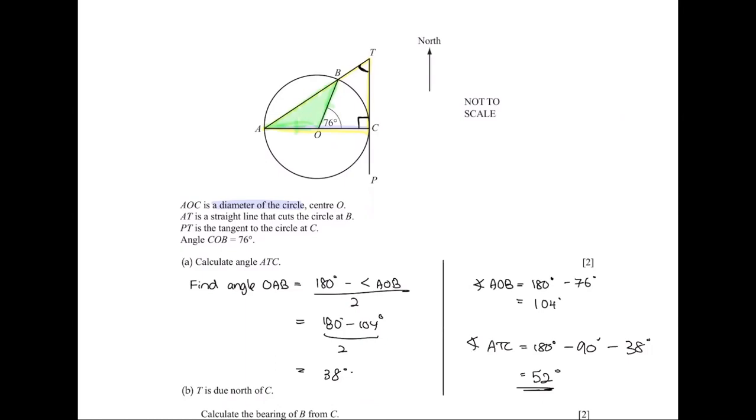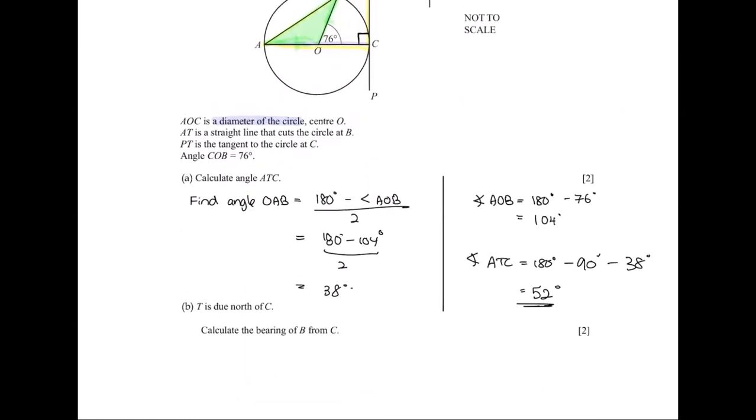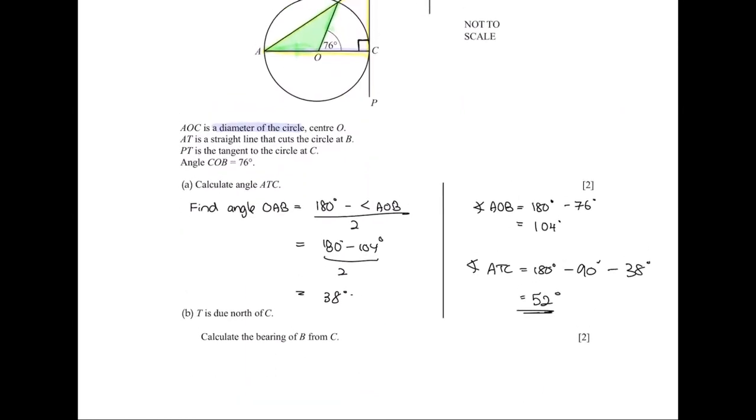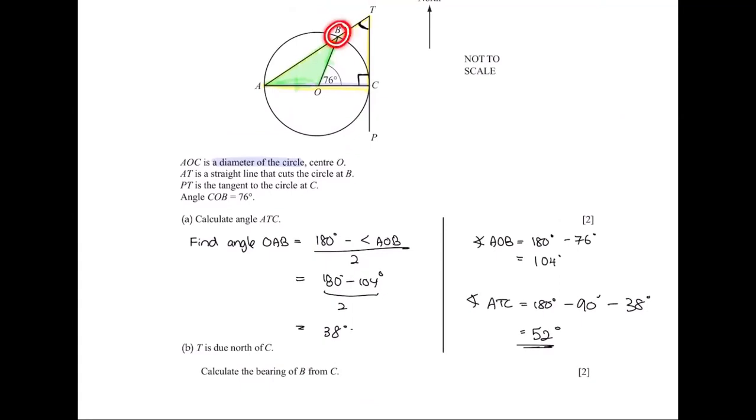Yes, that is correct. T is due north of C. Calculate the bearing of B from C. We need to calculate this bearing, so we have from C. Let me just erase everything here for a moment. Then we're from C, so this is where we are, and then this is our north.